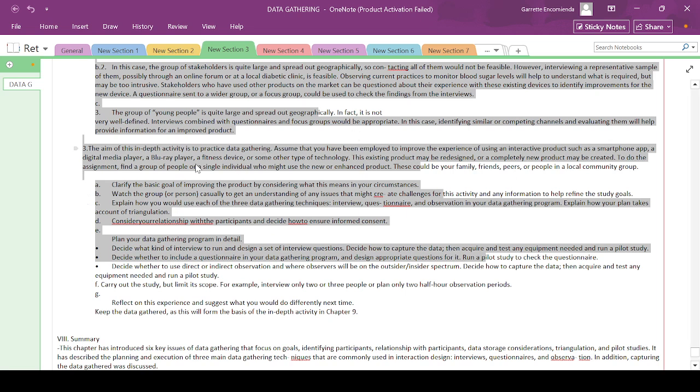The aim of this in-depth activity is to practice data gathering. Assume that you have been employed to improve the experience of using an interactive product such as a smartphone app, a digital media player, a Blu-ray player, a fitness device, or some other type of technology.